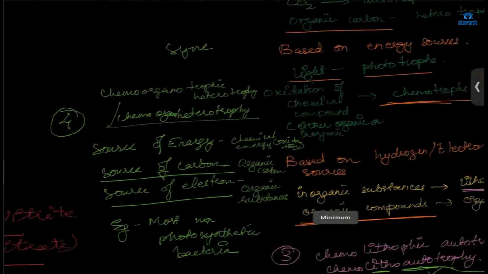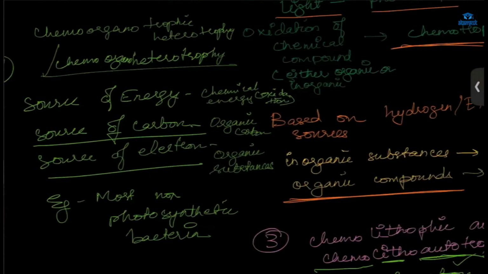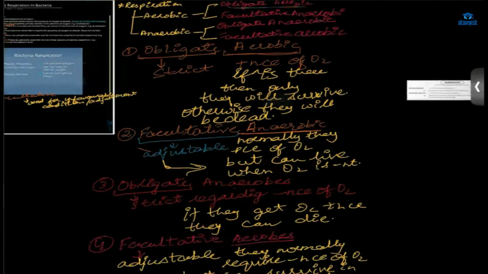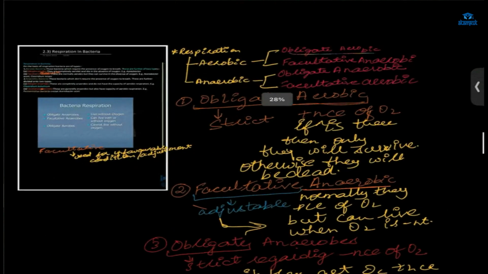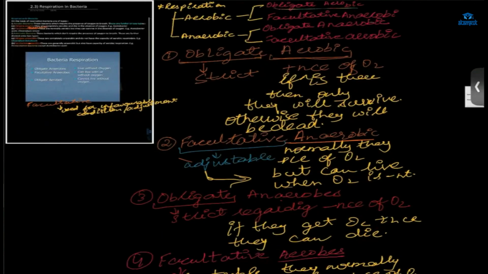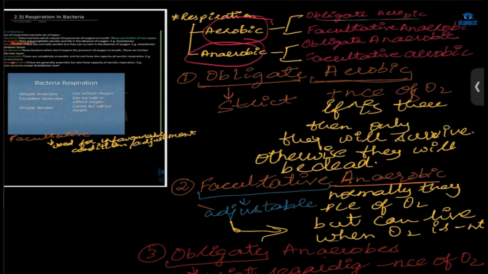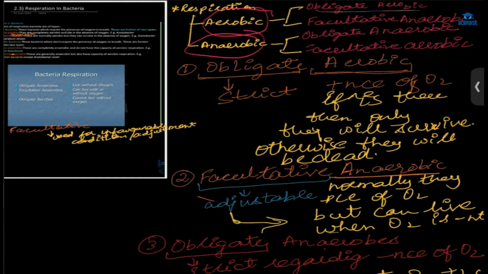Okay, ma'am. Next, we have respiration. Tomorrow also we will do nutrition in bacteria in other ways. Now we will see respiration in bacteria. There are two types of respiration, right? Aerobic and anaerobic, which we have already seen. Based on that, there are four types of bacteria, based on the type of respiration.